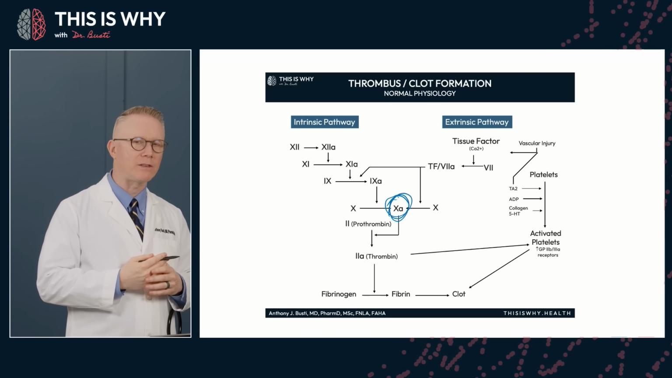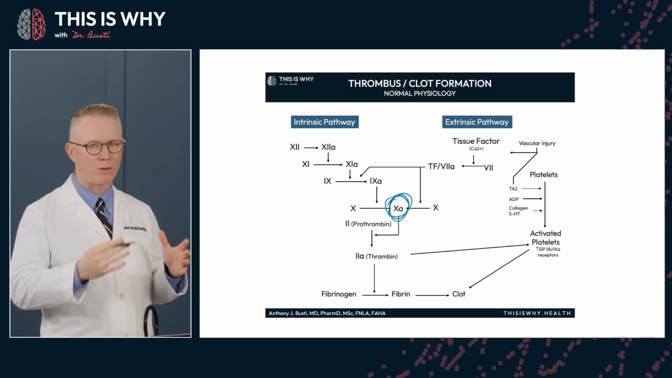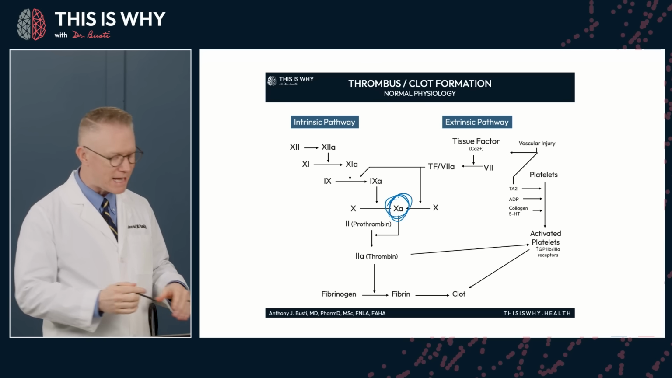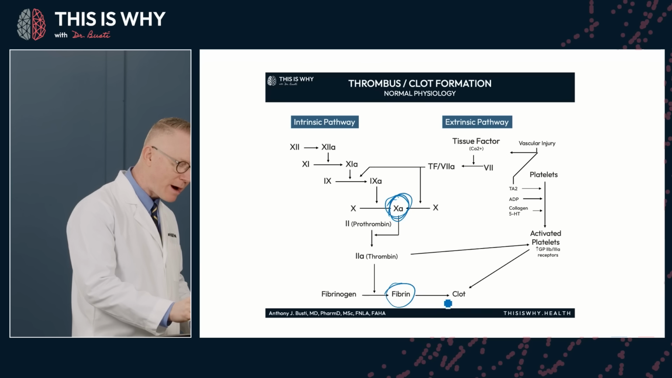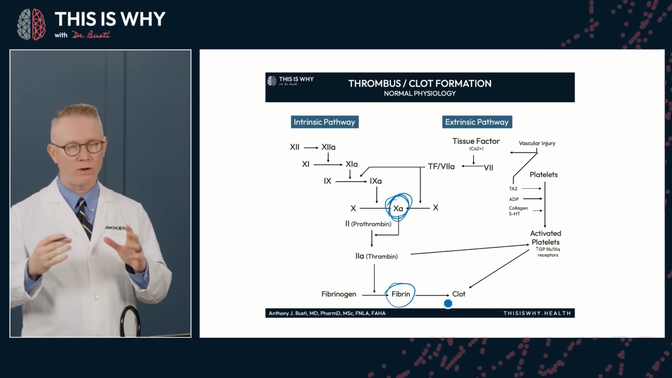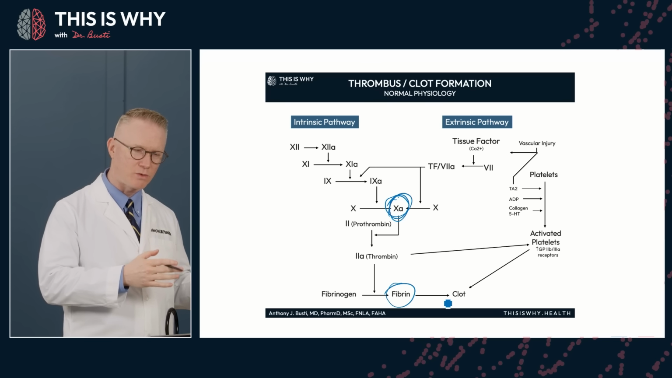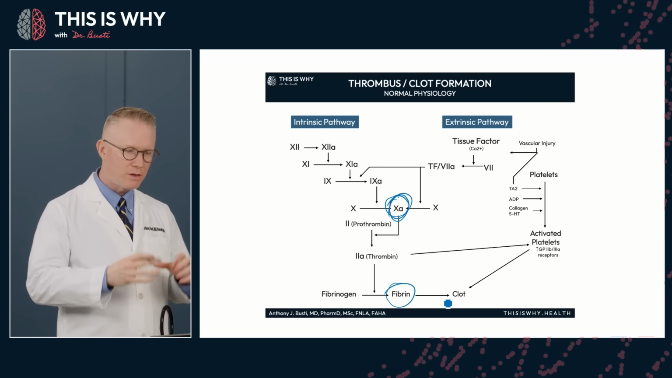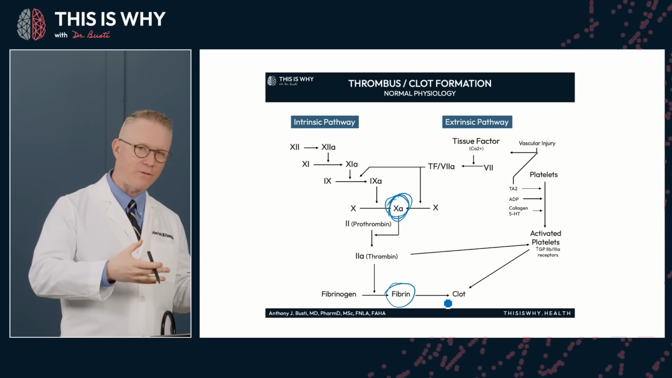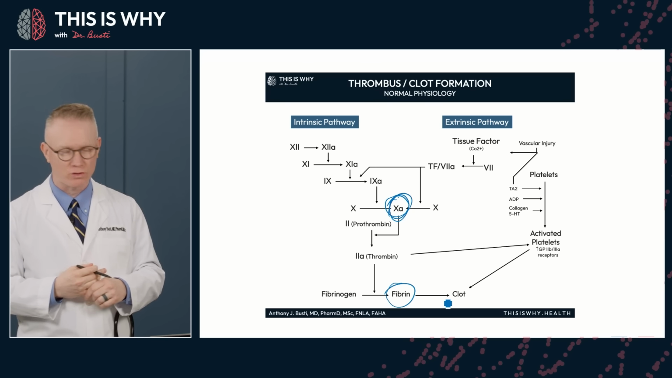Once 10A gets activated, that's the very thing that converts prothrombin to thrombin, and thrombin then drives the fibrin that primarily forms a clot or a thrombus in the venous system. So DVTs, PEs, the pooling of blood in the atrium from Afib that can cause a cardioembolic stroke.